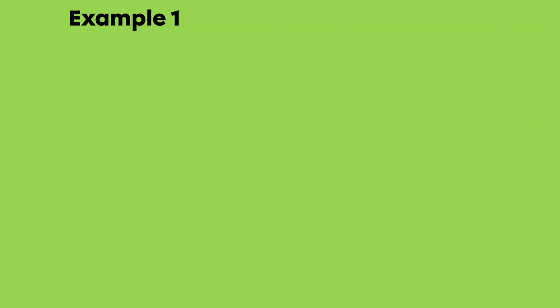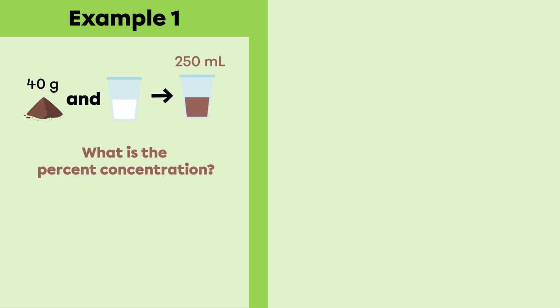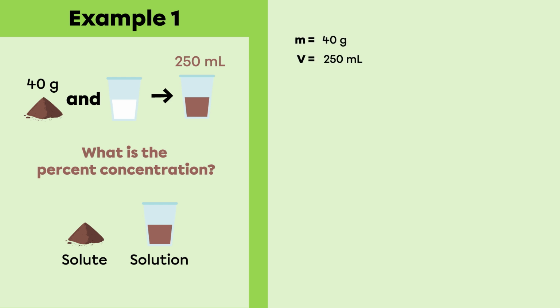Let's do an example. We dissolve 40 grams of cocoa powder in milk to obtain 250 milliliters of chocolate milk. We want to find the percent concentration. The solute is the cocoa powder and the solution is the chocolate milk. We start by identifying the values in the problem. The mass of the solute is 40 grams and the volume of the solution is 250 milliliters.